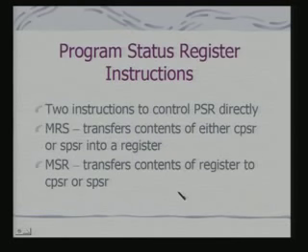Now we shall look at some of the program status register instructions, and there are typically two instructions to control the PSR directly. One is MRS, another is MSR. MRS transfers contents of either CPSR or SPSR into a register, and MSR transfers contents of registers to CPSR or SPSR.